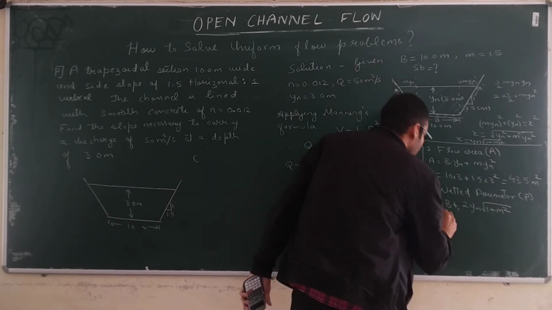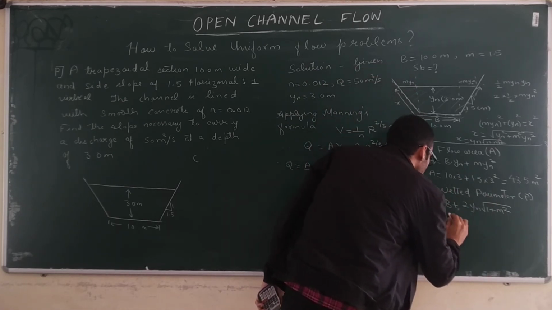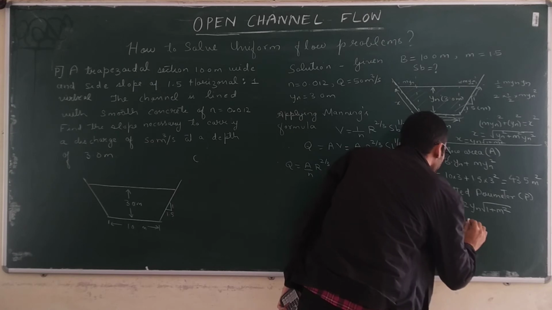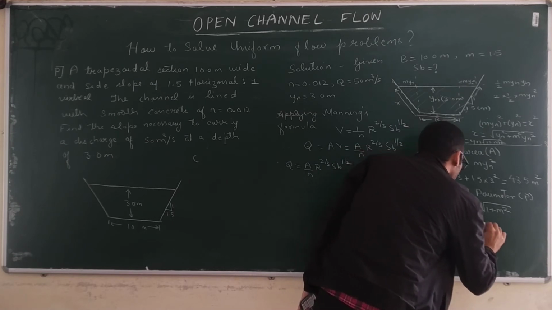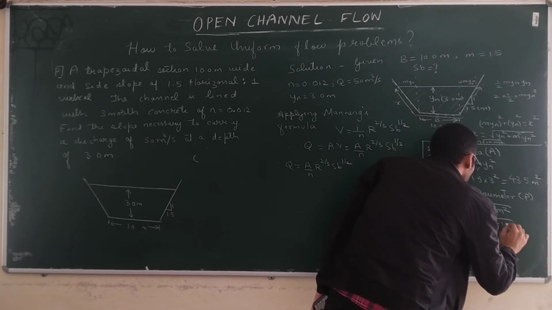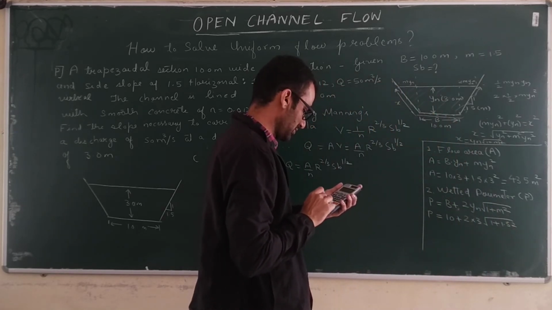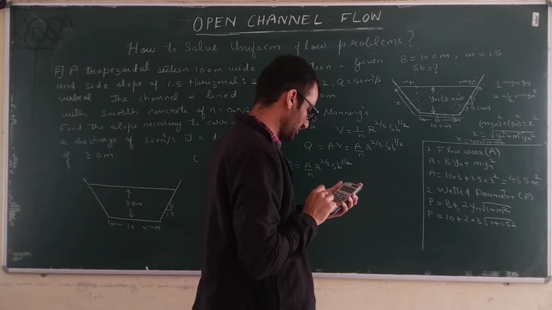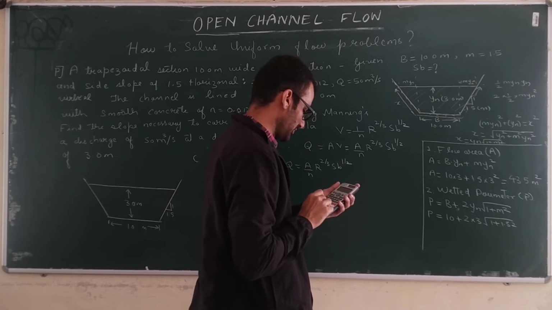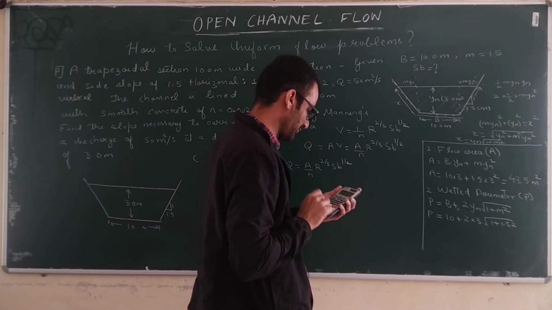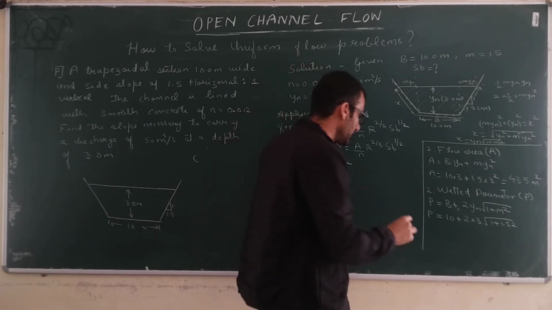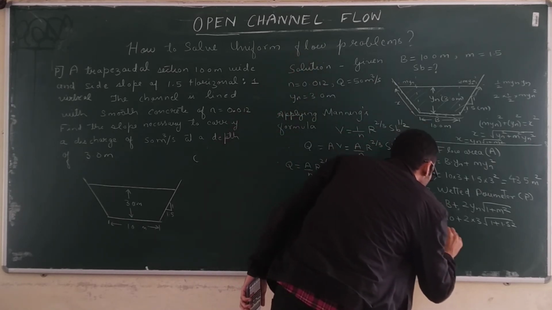Okay, so let's calculate this wetted perimeter. This is 10 plus 2 into 3 under root of 1 plus 1.5 square. So this will be 20.81 meters.